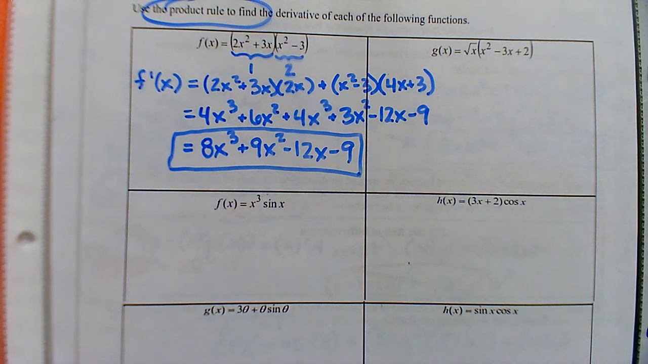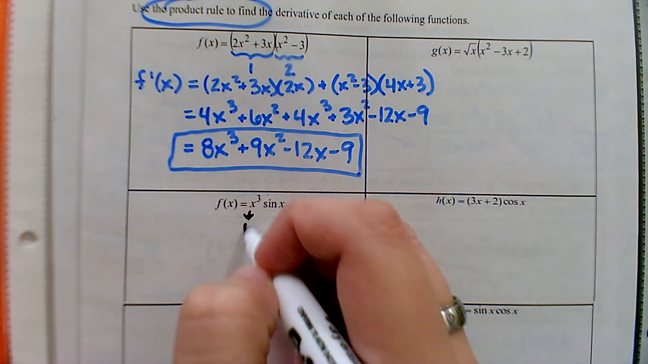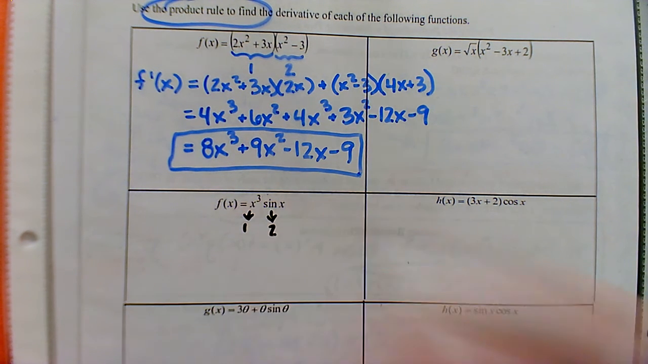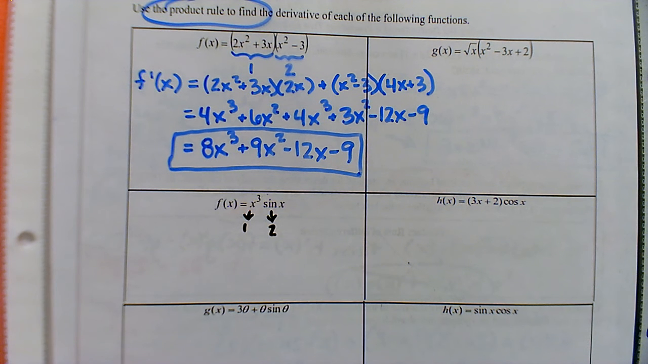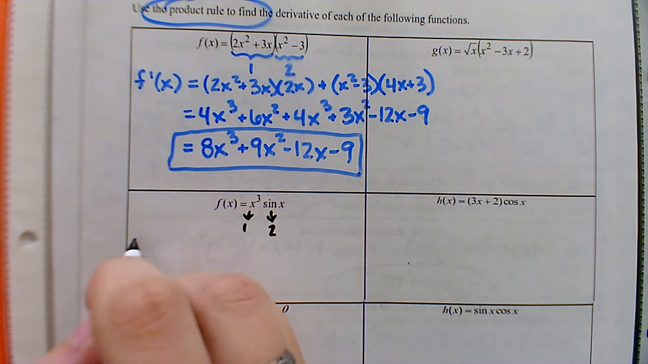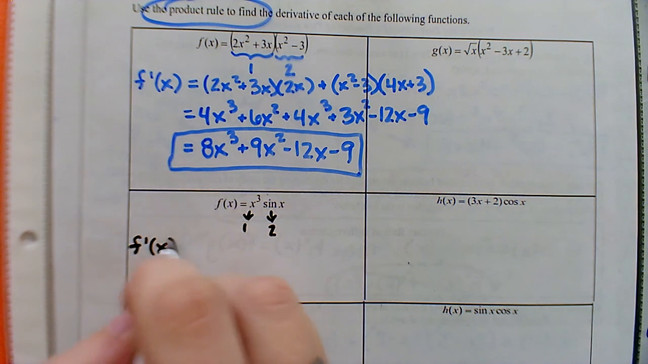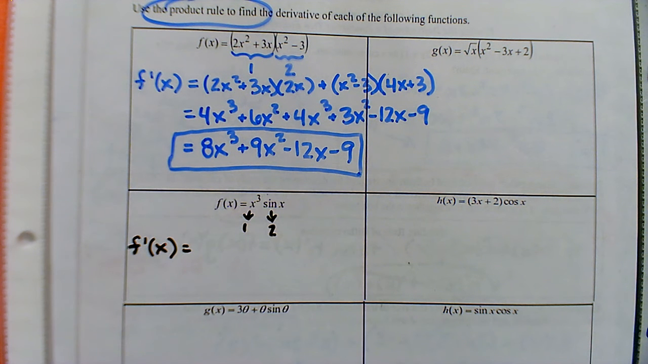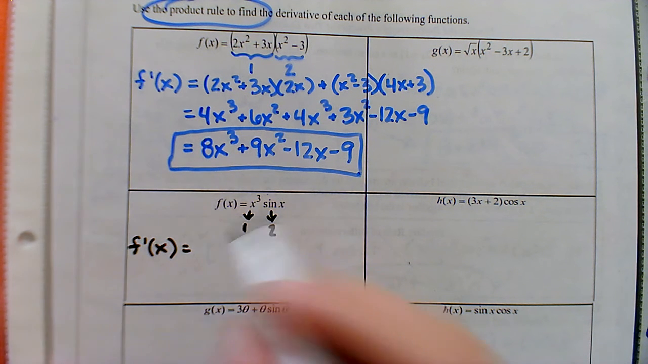Can we identify what's our first piece and second piece? What are the two things being multiplied together? Are we thinking x cubed is the first and sine is the second? Okay, so let's go ahead and go through our product rule. 1 d2 plus 2 d1.